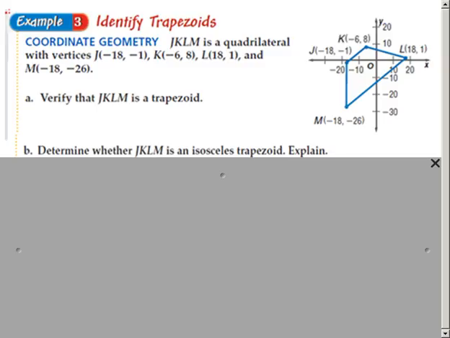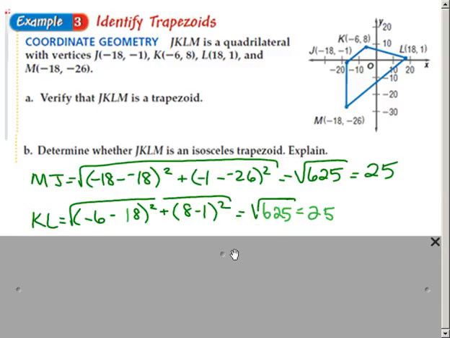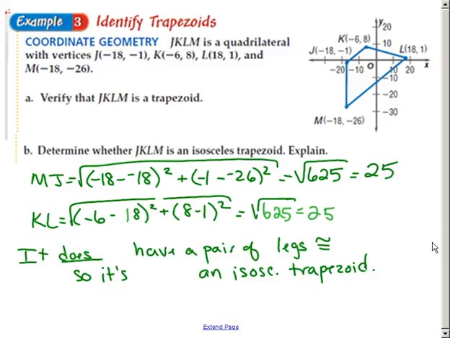The way I can determine whether or not it's isosceles is finding the lengths of a pair of opposite sides that are congruent. So I'm going to determine the distance from JM to KL by using my distance formula. When I calculate the distance for each of these, I get MJ to be 25 and KL to be 25 as well. This proves that we have a pair of opposite sides congruent. Since it's a trapezoid with a pair of opposite sides congruent, it would be an isosceles trapezoid.